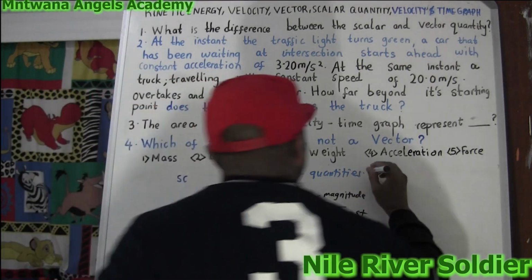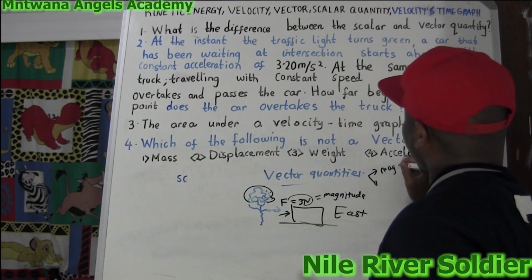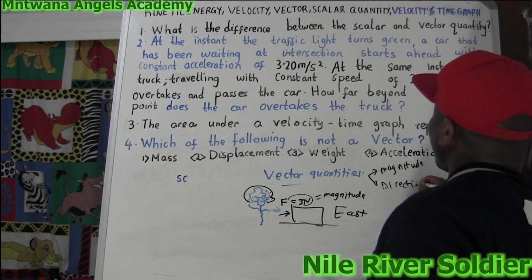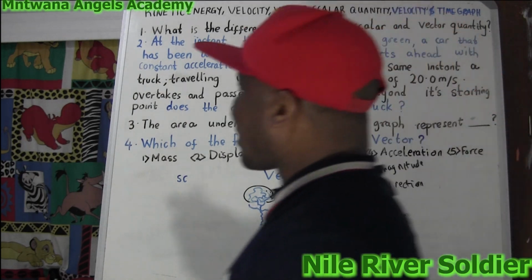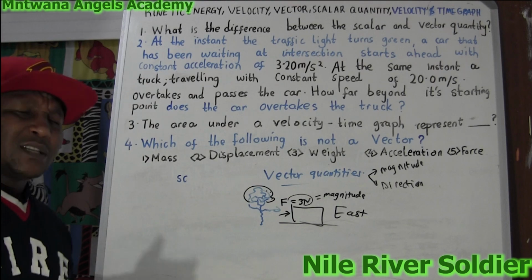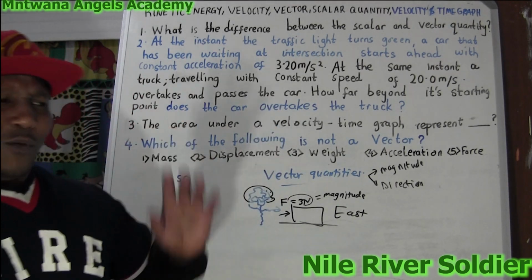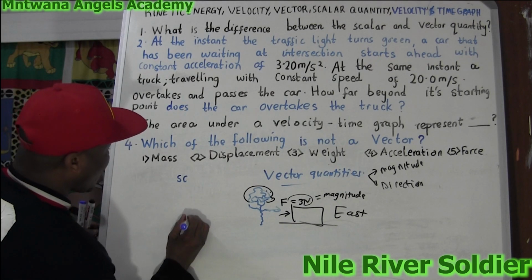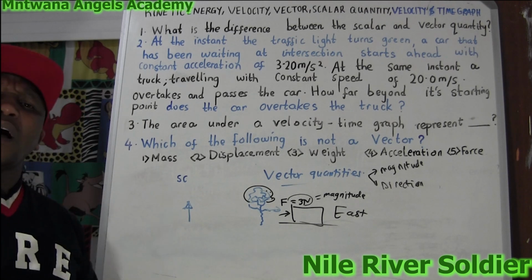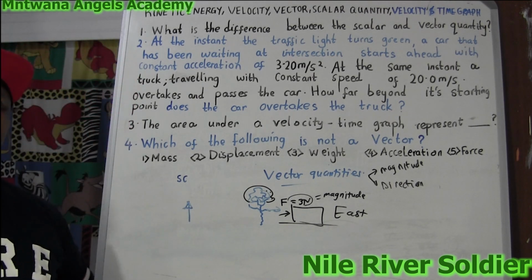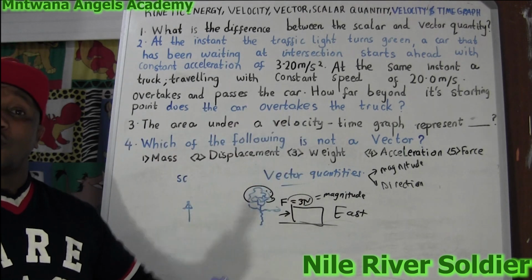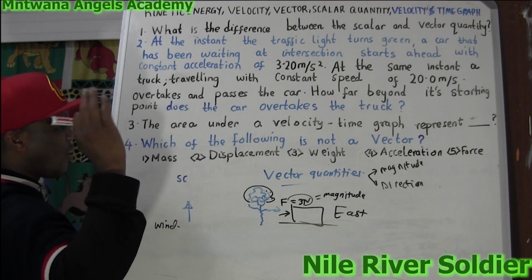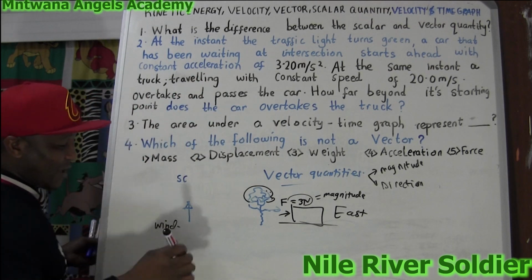So a vector quantity always has magnitude, and it must also have direction. If it does not show direction, then it's not a vector quantity. For example, wind. You know those people in the news say the wind was blowing south. So if the wind is blowing to the north, when it blows, it means there's a velocity, because it moves, so it uses velocity.